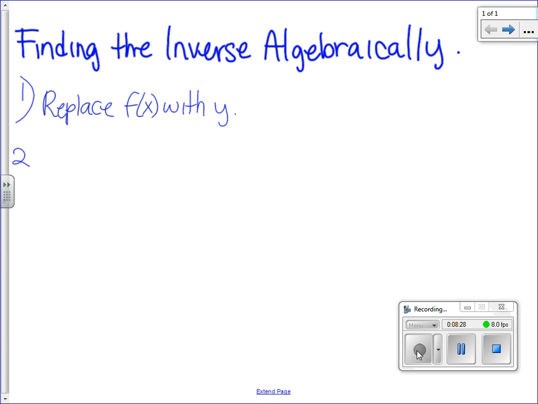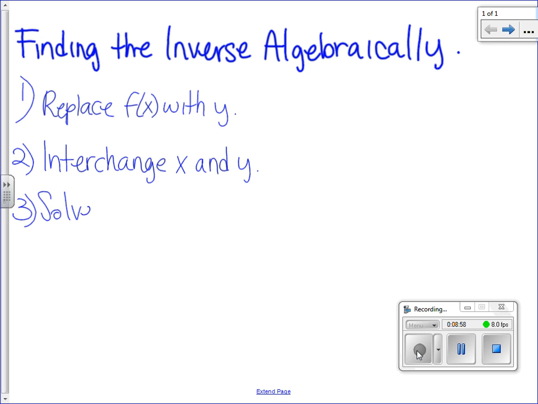Now step number 2 is to interchange x and y. Remember, we've been finding the inverse numerically, or graphically, by interchanging the x and the y coordinates. We're going to do the same thing here, not with the numbers, but with the variables. Step number 3, we're going to solve for y. What that means is that we're going to isolate y, which means we're going to leave y by itself.